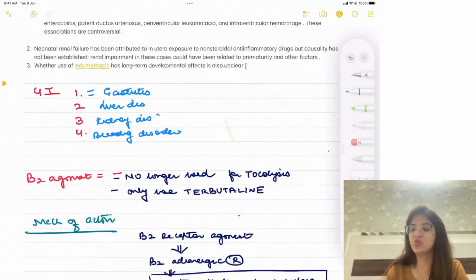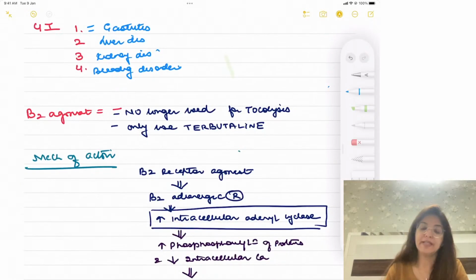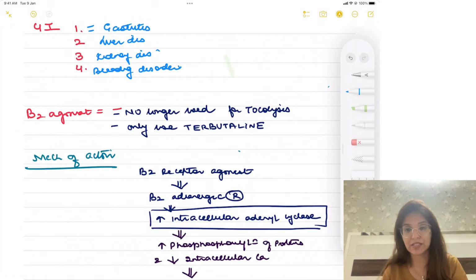Then comes beta-2 agonist. Please remember that beta-2 agonists are no longer used for tocolysis, right? The only beta-2 agonist which is still being used is terbutaline, and it is basically used for uterine relaxation before you do external cephalic version. But yes, earlier beta-2 agonists were being used for tocolysis as well. Now they are not used because of so many maternal side effects with which they are associated.